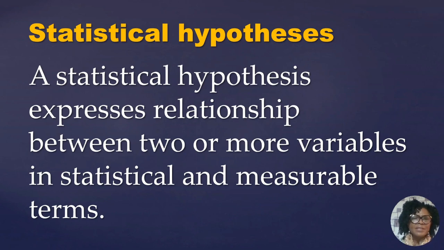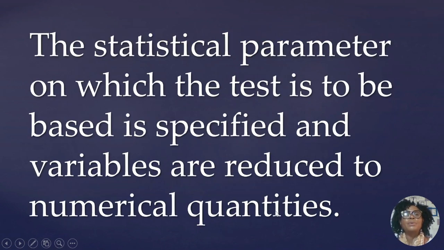A statistical hypothesis expresses relationship between two or more variables in statistical and measurable terms. They have said it all: in statistical and measurable terms. The statistical parameter on which the test is to be based is specified, and variables are reduced to numerical quantities. Good, that is about statistical hypothesis.